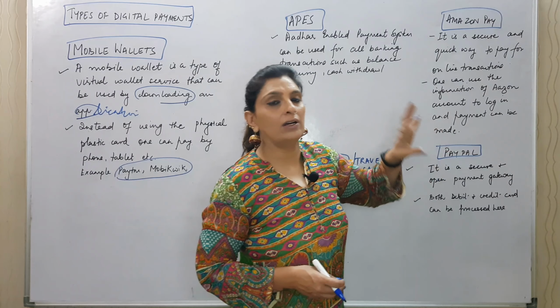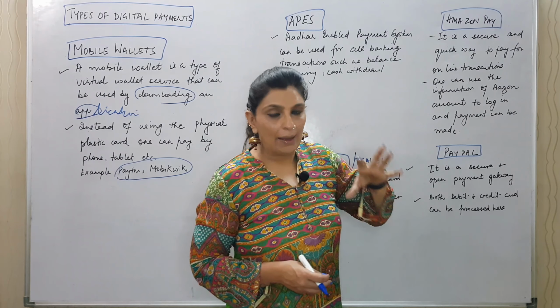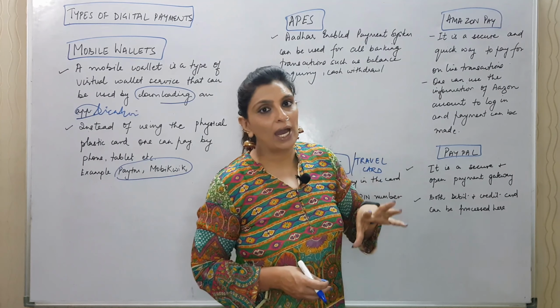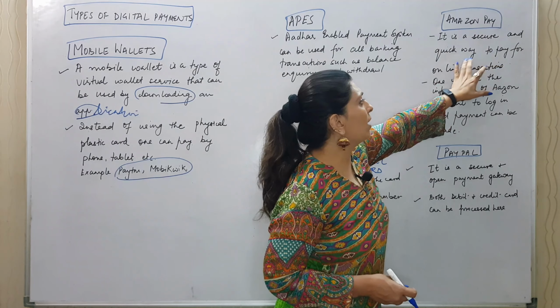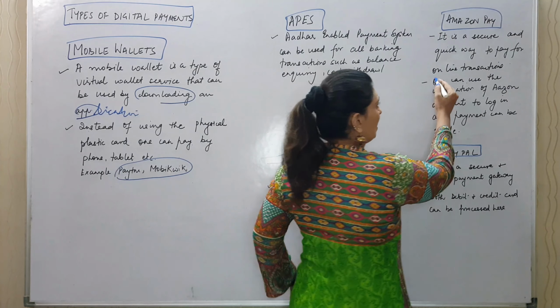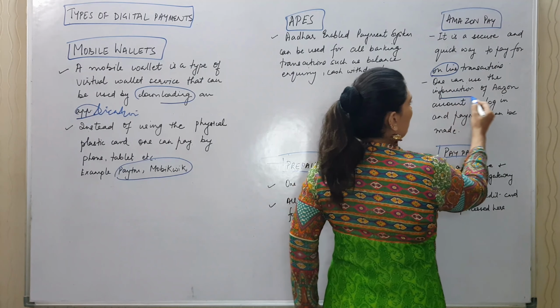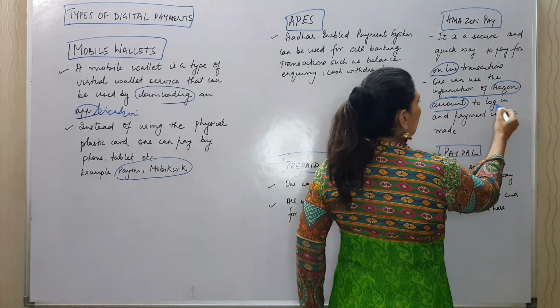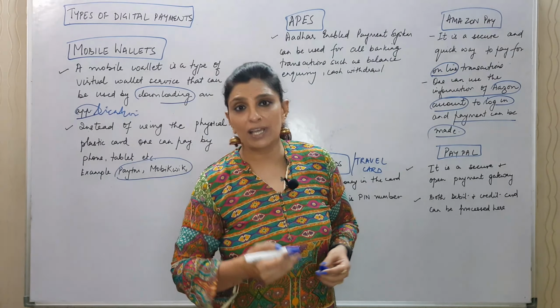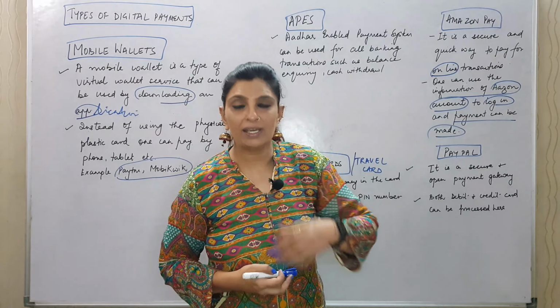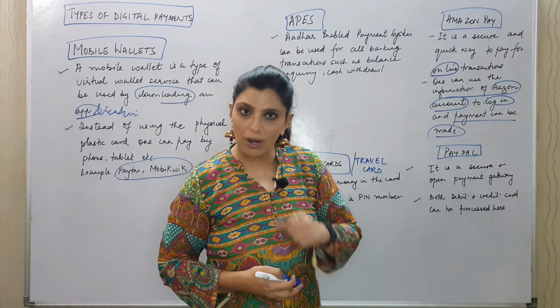Then next is Amazon Pay. You need to have an account login in Amazon with your credentials. Once you do that, you can make payments through Amazon Pay. So it's a secure and quick way to pay for online transactions. One can use information of Amazon account to log in and payment can be made accordingly. I have been using Amazon Pay a lot for buying things through Amazon.